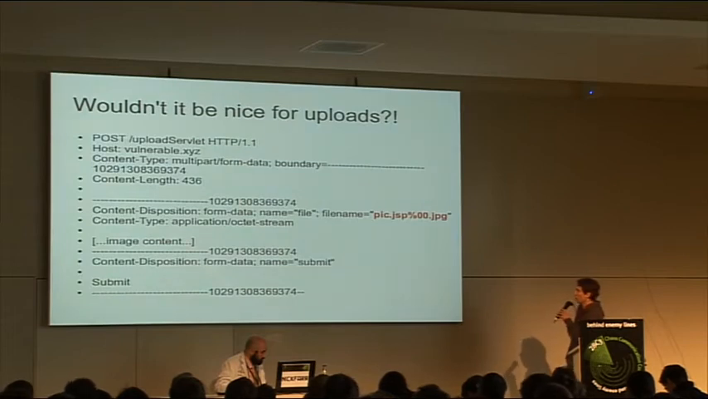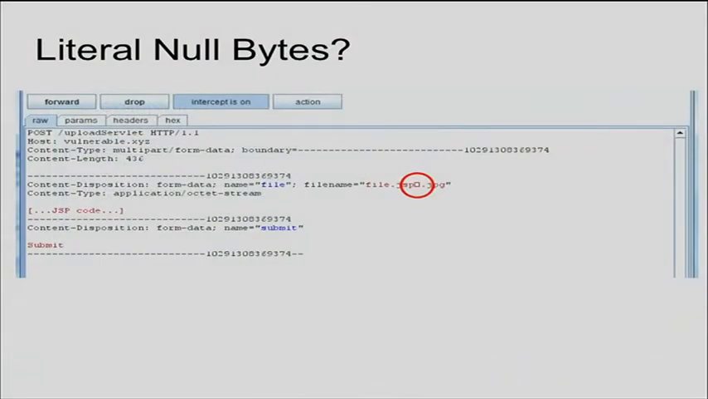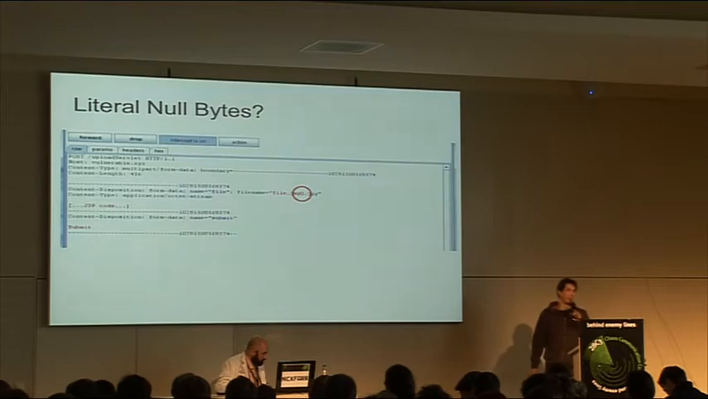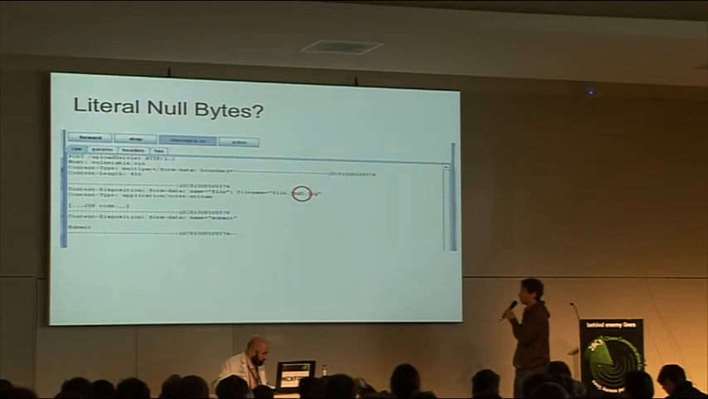Another approach is to use a literal null byte. Historically, this never used to work because web servers were written in C. When the web server receives this request, it will just see that the content disposition header ends at the .jsp, and the web application framework will probably automatically correct that the quote is open, and send the string file.jsp on to your web application. So the application will see that the extension is actually .jsp and will not allow the file to be stored.